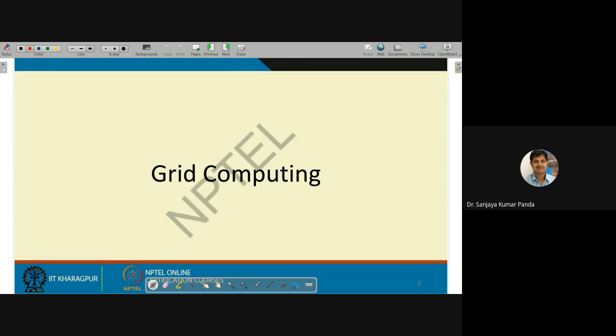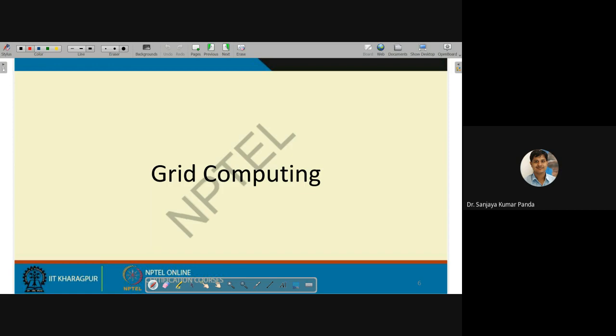But now we say grid computing. It is a term related to our branch, right? It is not an electrical term, but more or less it is related to the electrical grid, right? We'll see how the electrical grid is different from our computational grid. But before that, we'll see what grid computing actually is.